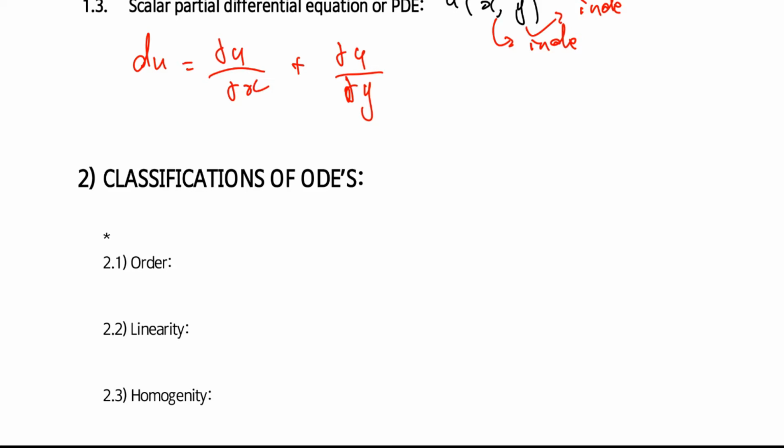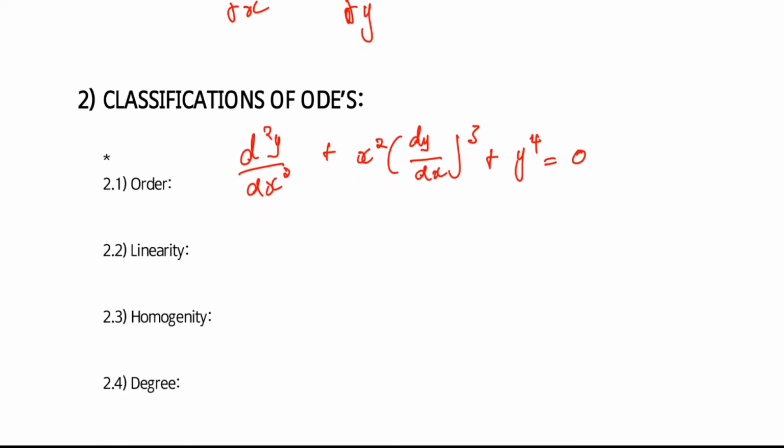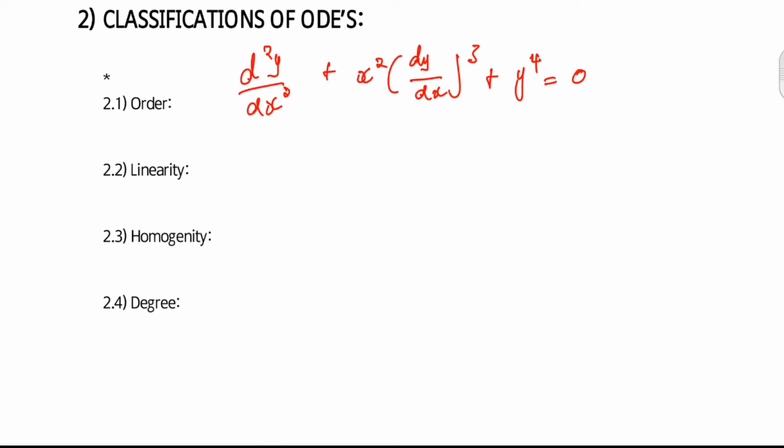Let me just write a simple ordinary differential equation. Let's have this one: d squared y over dx squared plus x squared dy over dx cubed plus y to the power 4 is equal to 0. Here let's give the order of this and decide whether it is linear or homogeneous. First, the order of a differential equation is going to be the highest derivative in our equation.